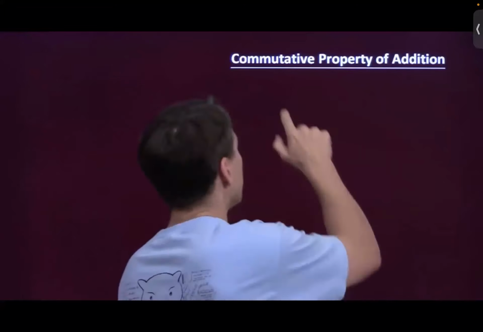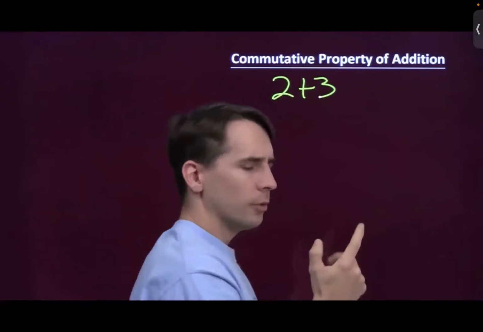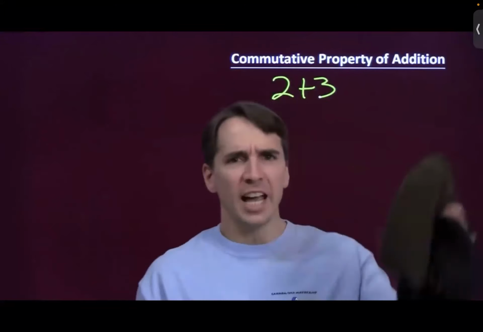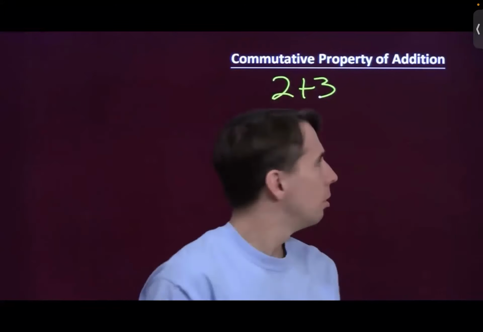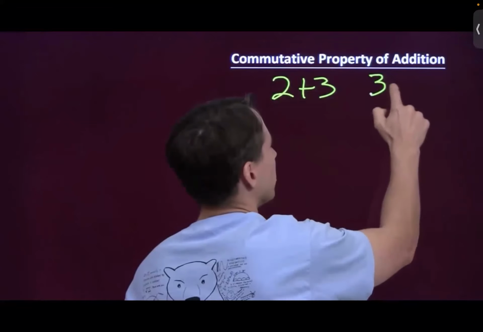We'll start with an example. I'm going to count some hats here. I've got 2 floppy hats, 3 fuzzy hats. That sounds like 2 plus 3 hats. Of course, it's also 3 fuzzy hats and 2 floppy hats, so that's 3 plus 2 hats.